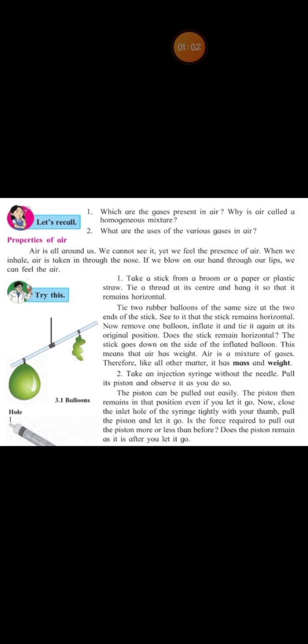So in this chapter we are going to see more about the properties of natural resources, meaning air, water and land. Fine. First we'll see about properties of air. Children, we all know that air is all around us. Although we cannot see it, we can feel the presence of air. Right?